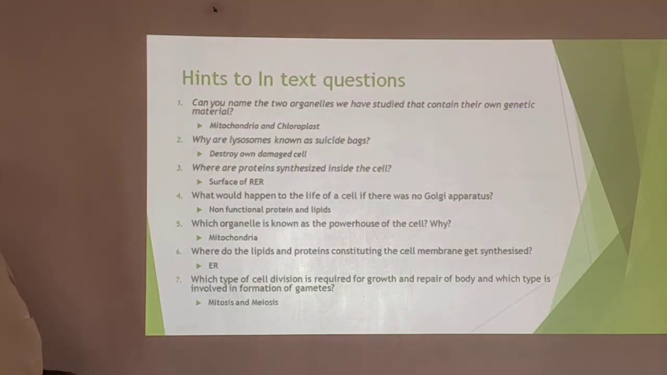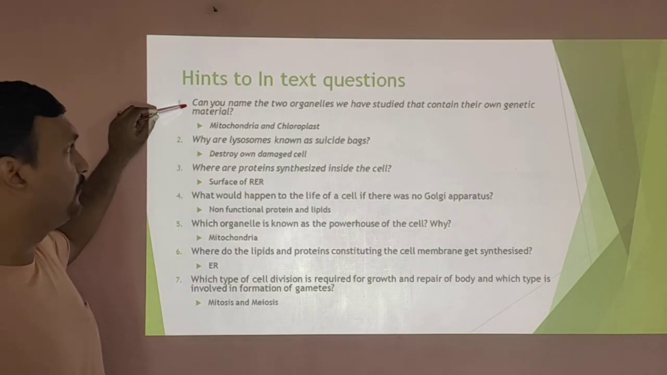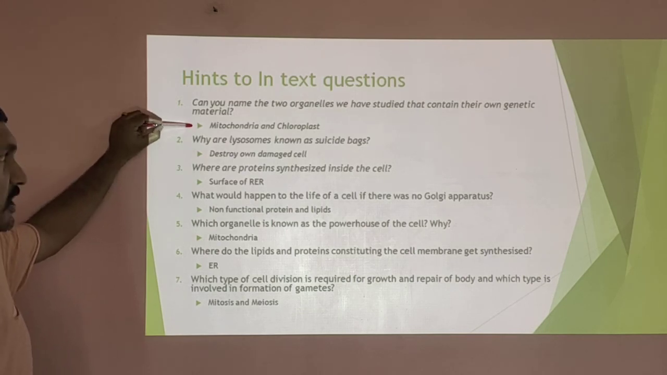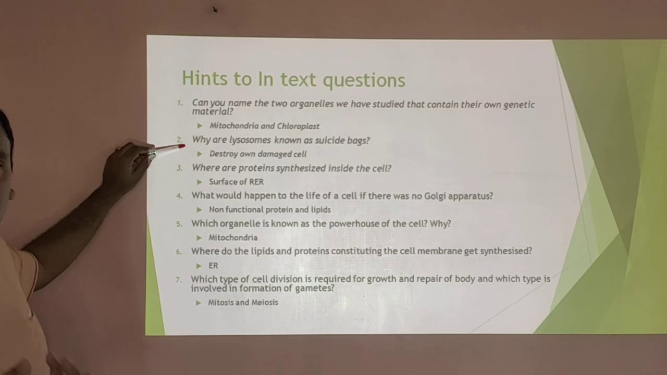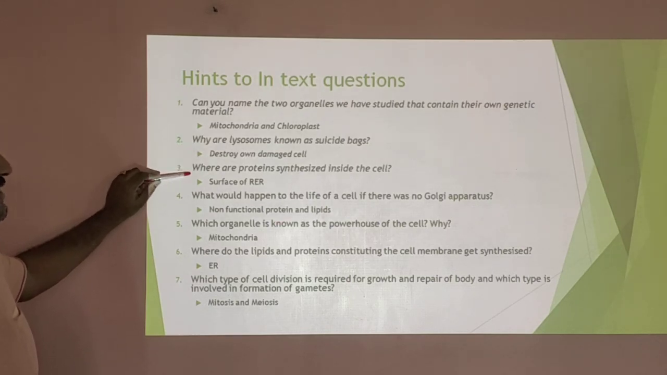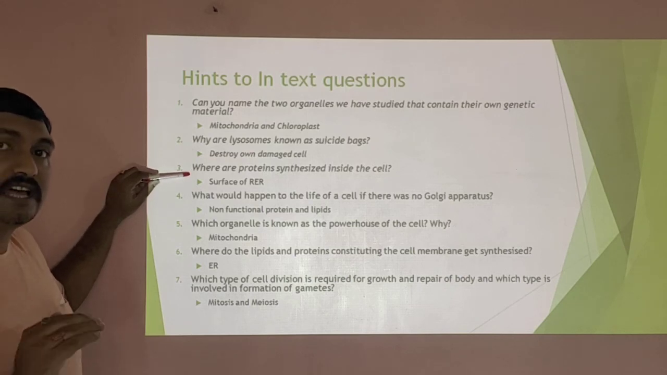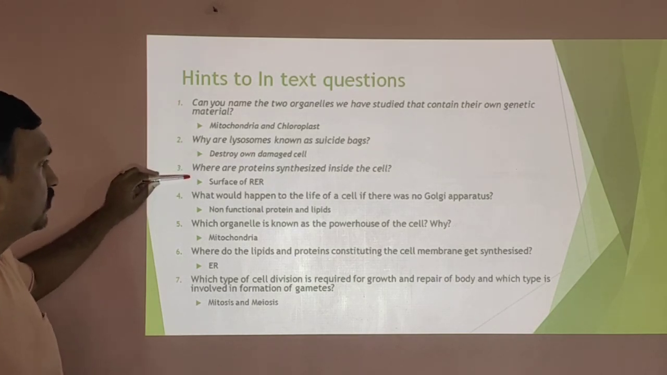Coming to the hints for the in-text questions. Can you name 2 organelles we have studied that contain their own genetic material? It's mitochondria and chloroplast. Why are lysosomes known as suicide bags? Because they can destroy their own damaged cells. Where are proteins synthesized inside the cell? On the surface, not inside, but on the surface of rough endoplasmic reticulum.